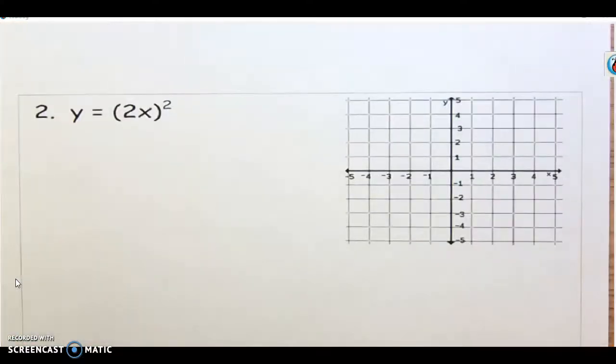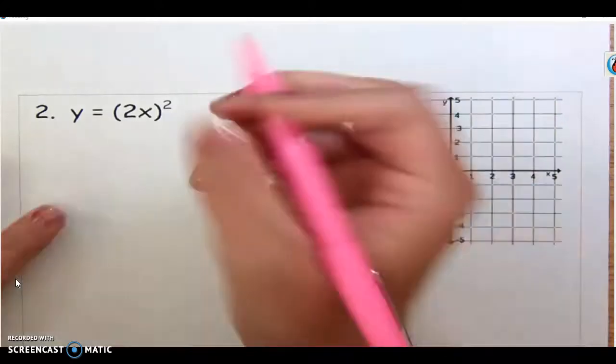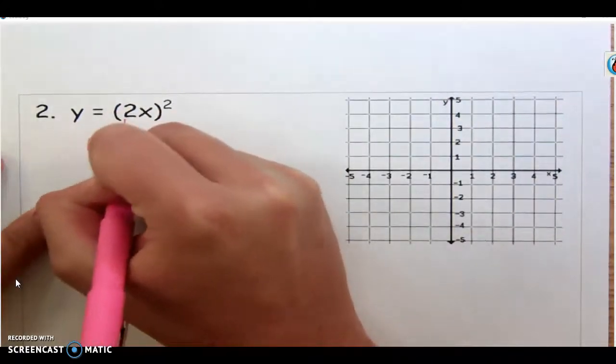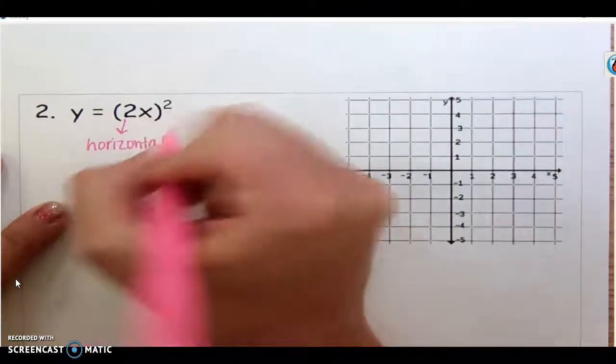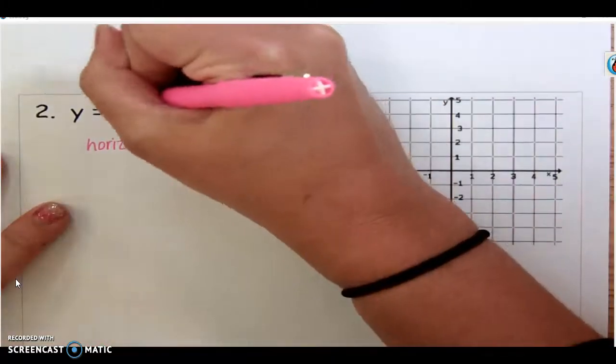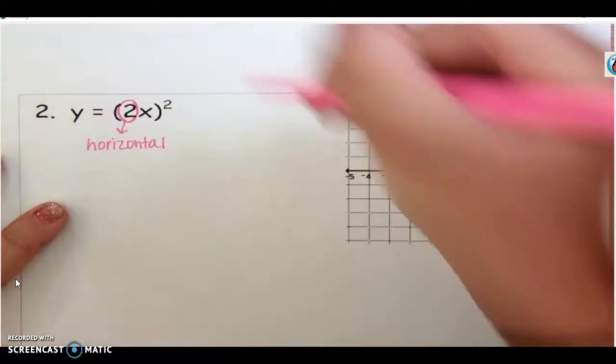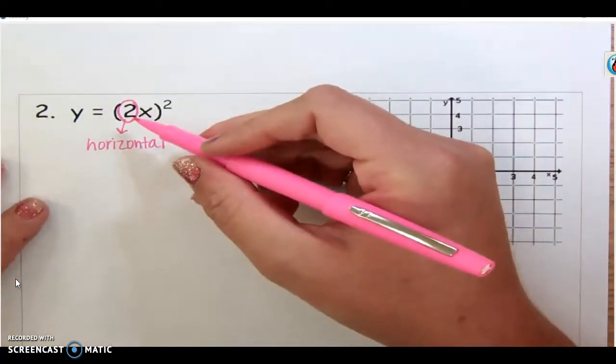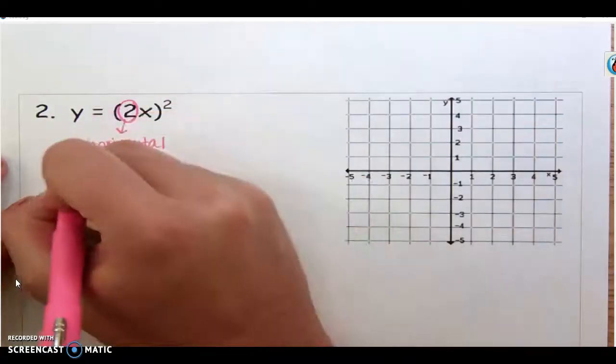But now this 2 is on the inside of the parentheses. If it is on the inside, it's still going to be a stretch or a shrink, but it's going to be horizontal. And you have to be careful. So this is going to be horizontal because it's on the inside. Remember, this number here, you're really looking at its reciprocal. So really thinking about, instead of 2, 1/2. Since 1/2 is less than 1, it's a shrink.